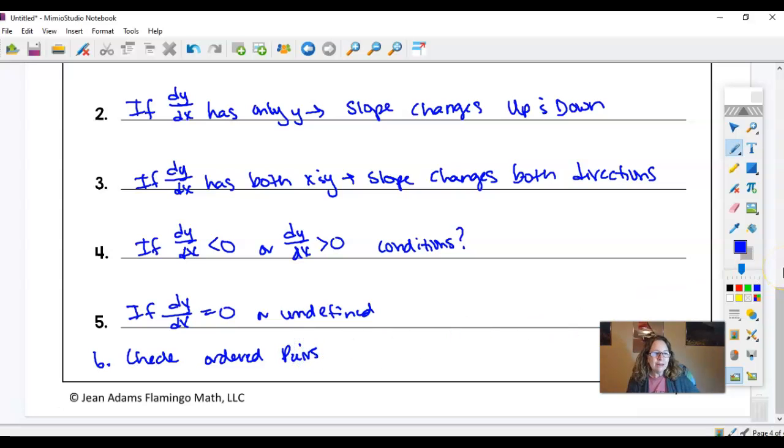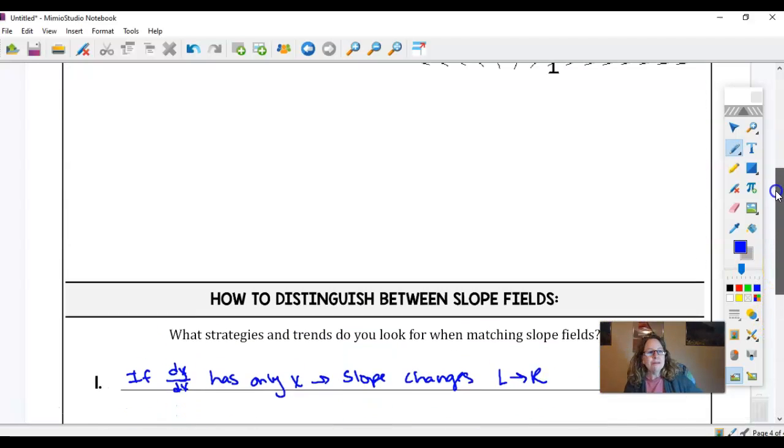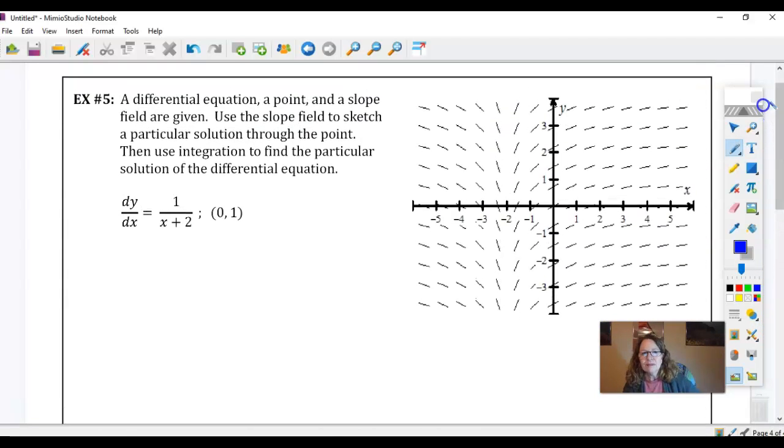All right, one more example. Let's go back up to the top of this page to example 5. We are given the differential equation. Thank goodness we don't have to sketch that beast right there. We want to use a slope field to sketch a particular solution through the point (0, 1), and then we're going to find a particular solution. So our point (0, 1) right here, we're going to try to follow what that slope looks like it's doing.